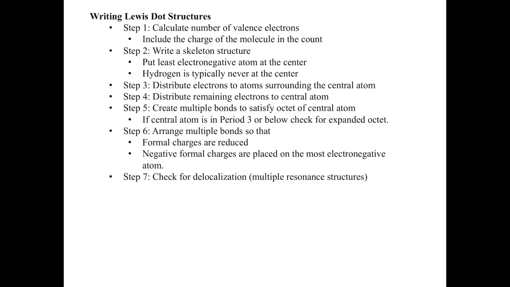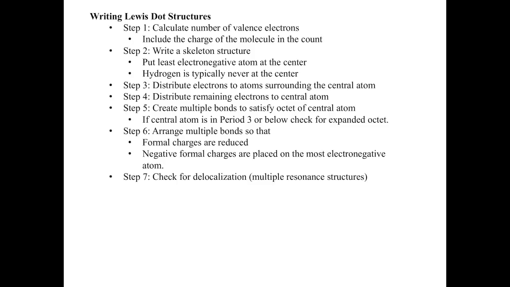In essence, for our steps, we're going to calculate the number of valence electrons. We're then going to write a skeletal structure. For the skeletal structure, we have to know about electronegativity. So we're going to pick the least electronegative atom and put it at the center. The reason for this is that if you think about it, the more electronegative atoms are going to pull electrons toward them. So it's unlikely that highly electronegative atoms are going to be in the middle.